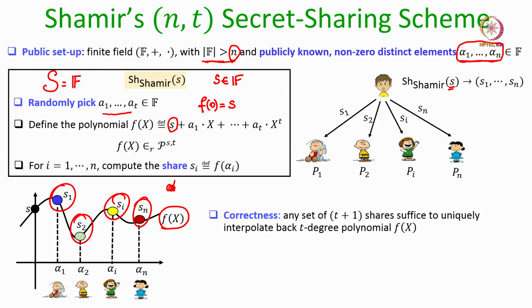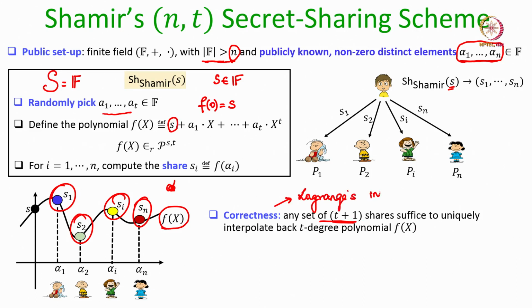Now, we have to see whether it satisfies the two requirements, namely that of correctness and privacy. So, let us prove the correctness property. We want to argue here that any set of t plus 1 shares is sufficient to uniquely recover back the secret, and that simply comes from the property of Lagrange interpolation.